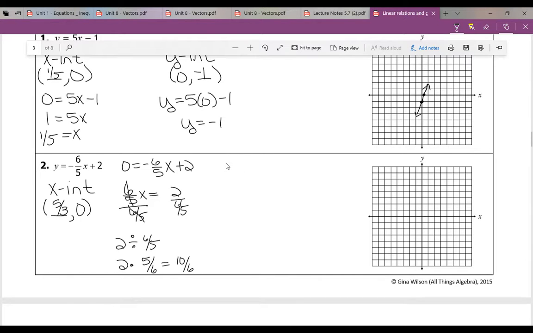So when I go to find my y-intercept, you plug 0 in for x and solve for y. So I get y equals -6/5 times 0 plus 2. That drops out, so y equals 2. So my y-intercept is the point (0, 2). So when I graph 5/3, 5/3 is 1 2/3. So that's going to be over 1 and almost to 2. And then my y value is at (0, 2). And then I can connect those 2 points with a straight line.